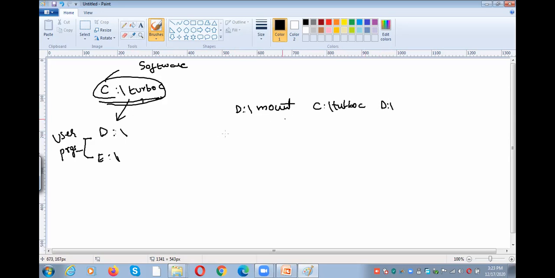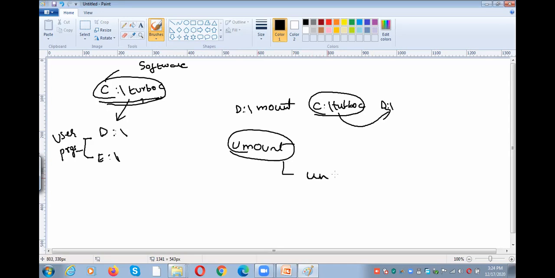Here you want to attach in the D colon. So automatically this particular C turbo C will be attached to your D. So automatically now you can run the C programs in the D file system. If you want to unmount, obviously the command is umount. Umount is for unmounting the files from the file system.